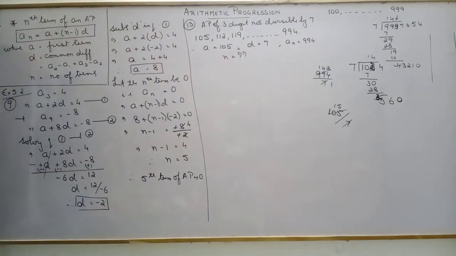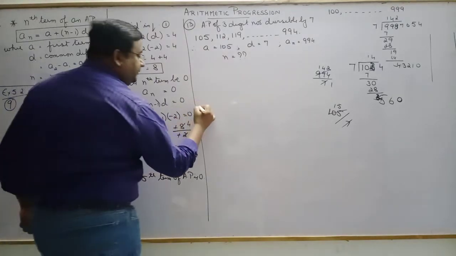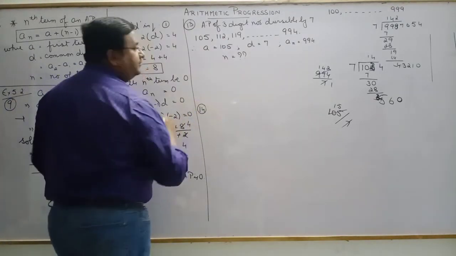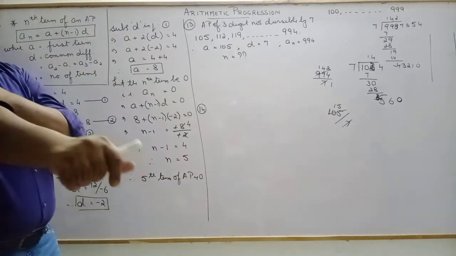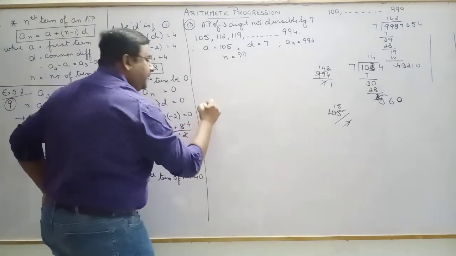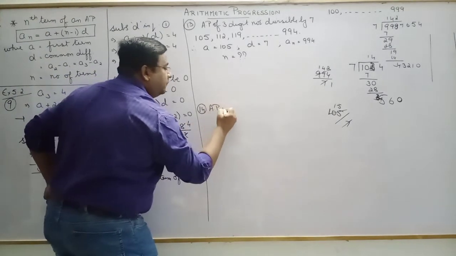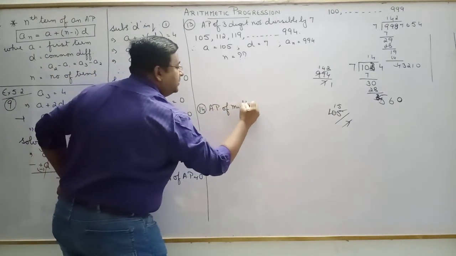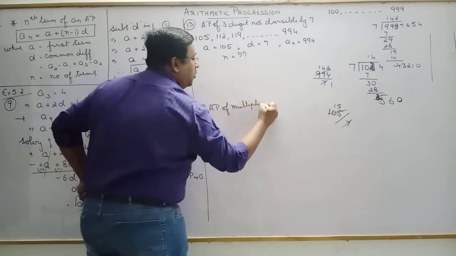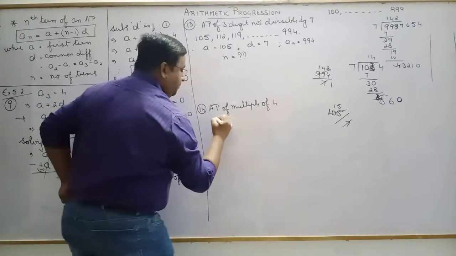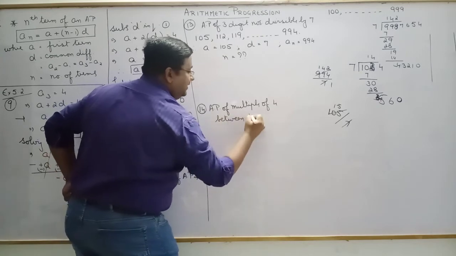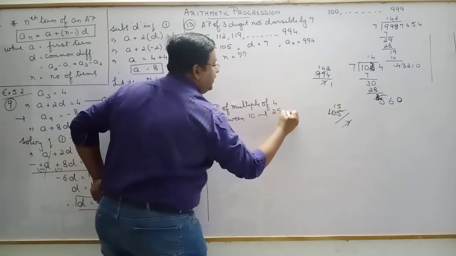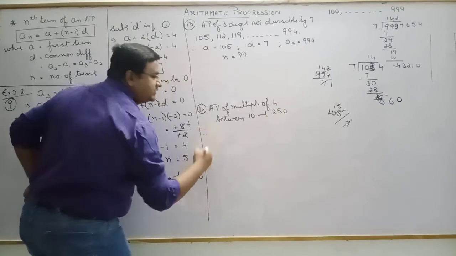Same formula. Question number 14. Same. How many multiples of 4 lie between 10 and 250? AP of multiples of 4 between 10 and 250. So therefore, which is the AP?